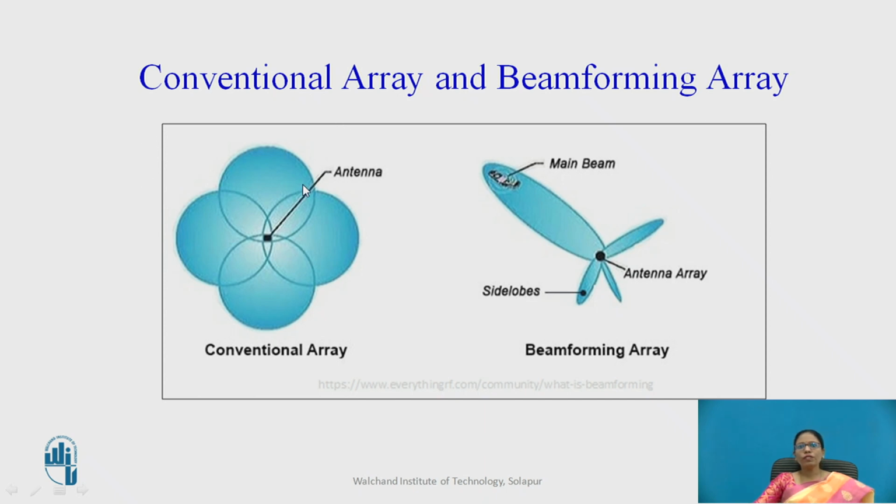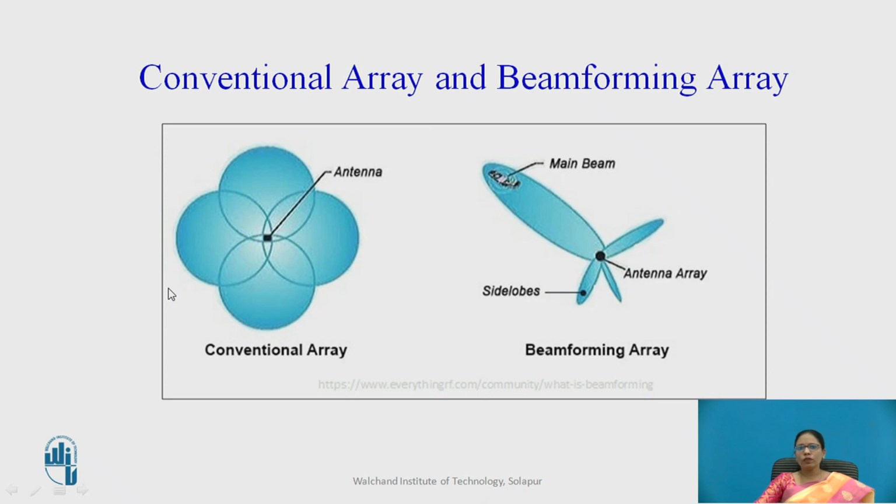Now let us see the difference between the conventional array and the beam forming array. If this is the radiation pattern of one antenna, this is the radiation pattern of the other antenna. Likewise, these are the individual radiation patterns. So if I see all the antennas' radiation patterns together, this is the complete one. It is the case of the conventional array.